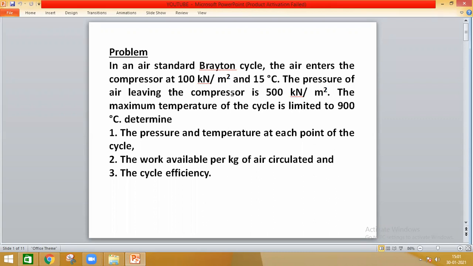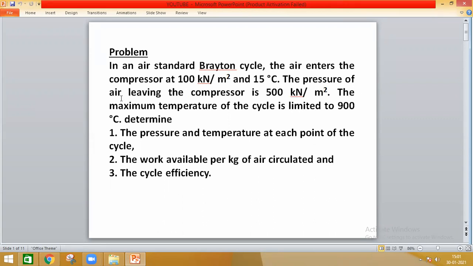In the previous class, we saw how we are going to derive the efficiency equation for the Brayton cycle. Clear? Today we will solve a problem on the air standard Brayton cycle. So what is the process?